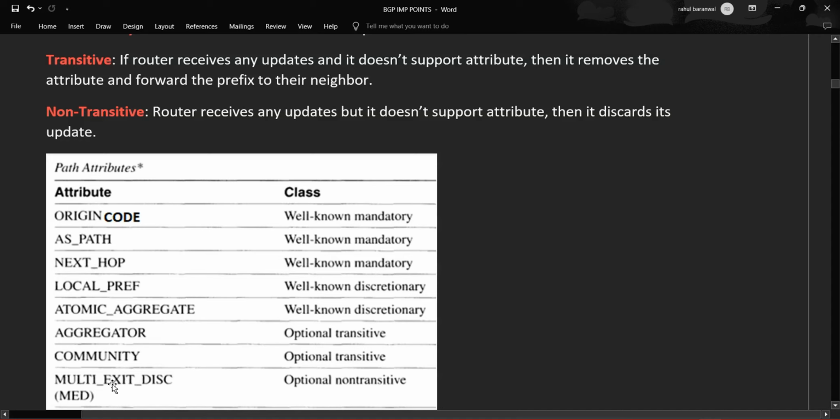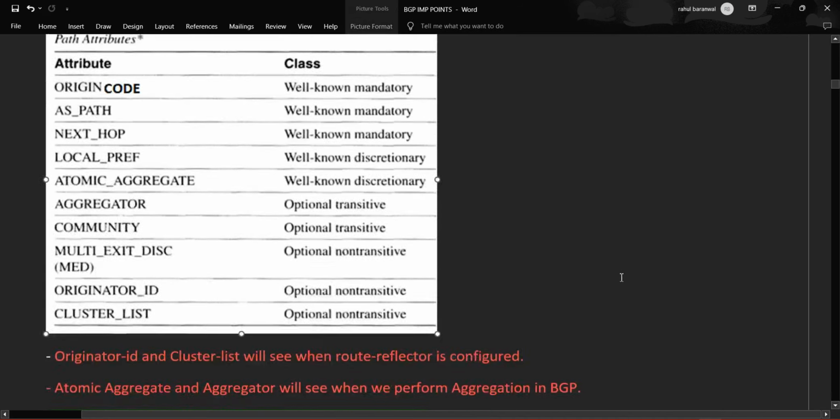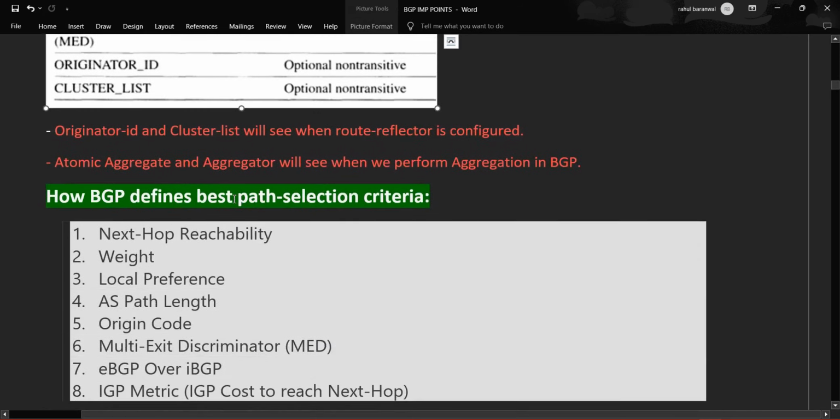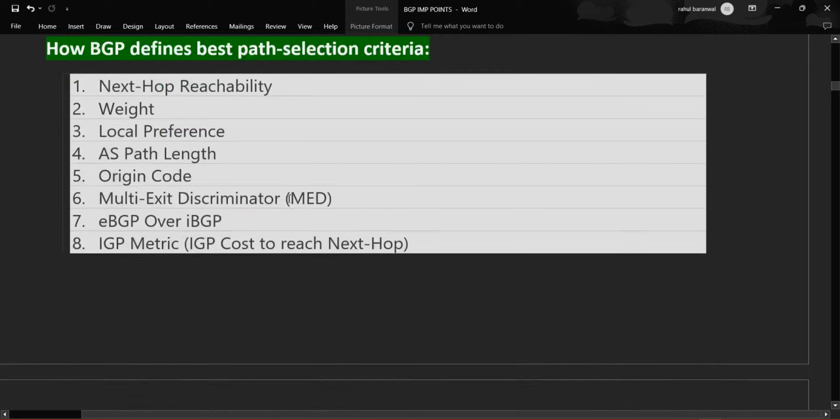And here we have one more attribute, that is MED. We use MED in BGP when we redistribute other protocols into BGP. As I said, in OSPF we have a metric called bandwidth, right? So when we redistribute OSPF into BGP, then its metric will come into BGP in the form of MED, right?